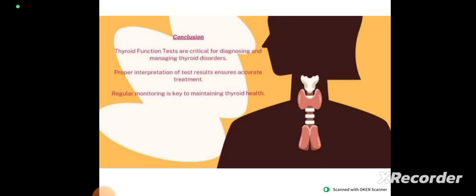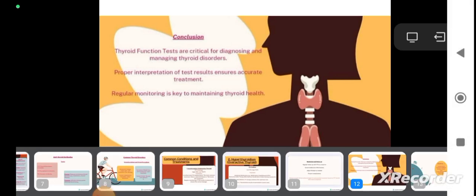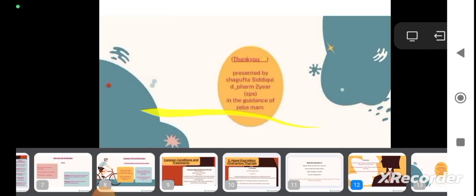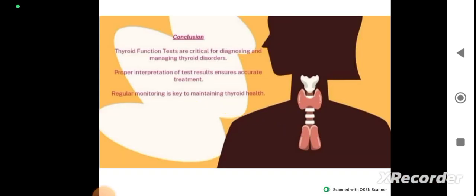Now, the last part: thyroid function tests are critical for diagnosing and managing thyroid disorders. Proper interpretation of test results ensures accurate treatment. Regular monitoring is key to maintaining thyroid health. So we can also manage thyroid with the help of non pharmacological management.